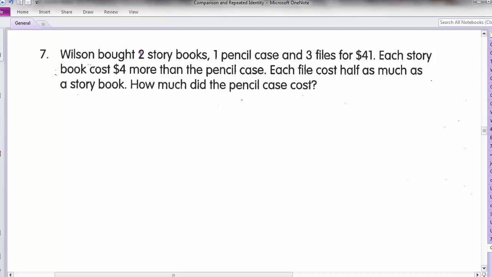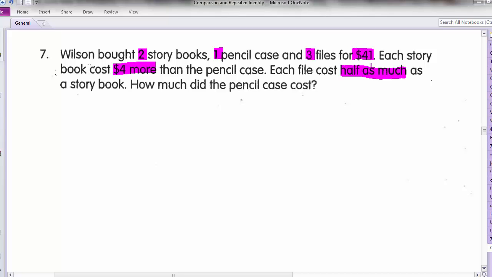So Wilson bought 2 storybooks, 1 pencil case, and 3 files for $41. So this is what I know. Now let's look at each. Each storybook costs $14 more than the pencil case. Each file costs half as much.